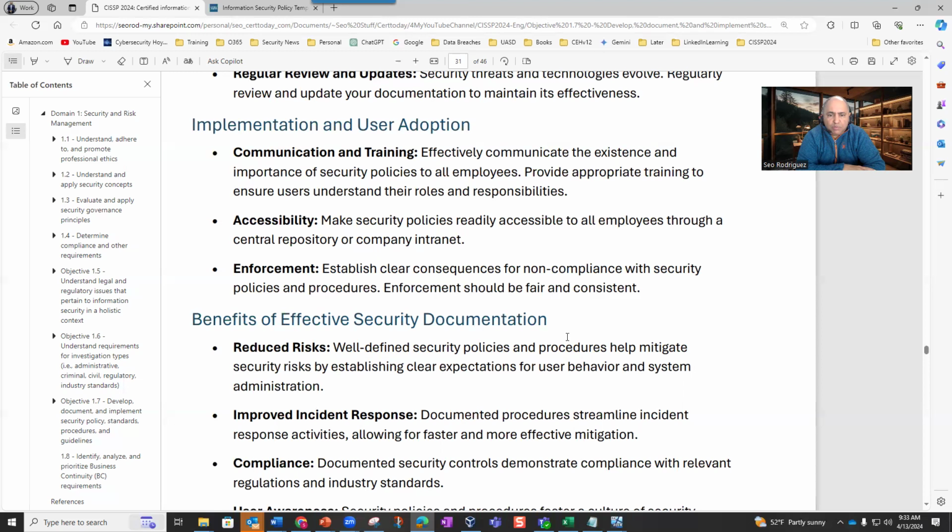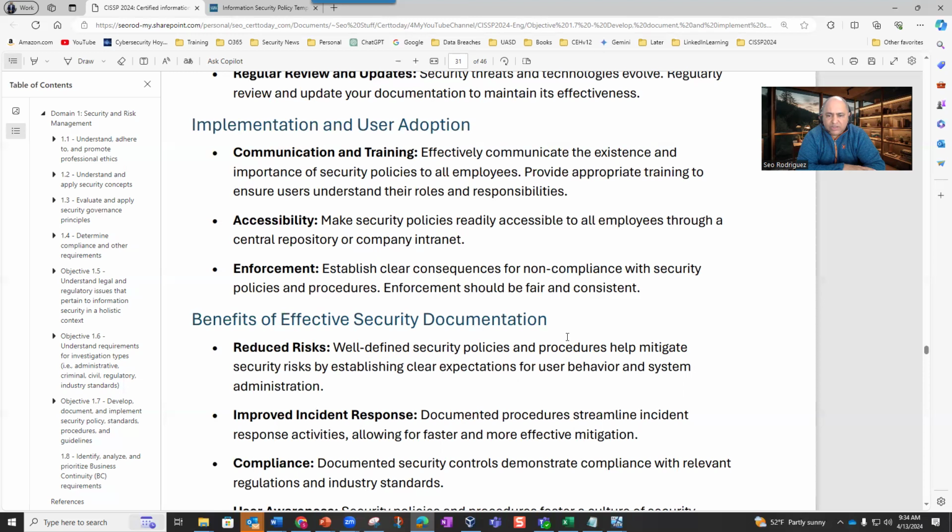Make security policy readily accessible to all employees through a central repository or company intranet, which is similar to what we just talked about. Most companies have an intranet, but sometimes they're difficult to navigate, and some of these policies are buried in links that make them difficult to find. So they should be made easily and readily available to all employees.